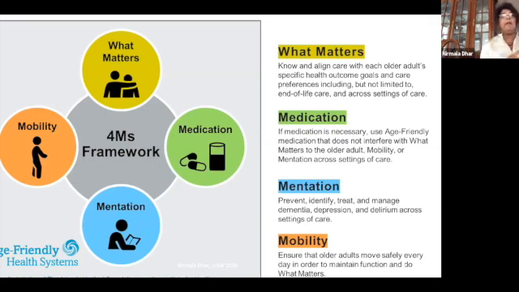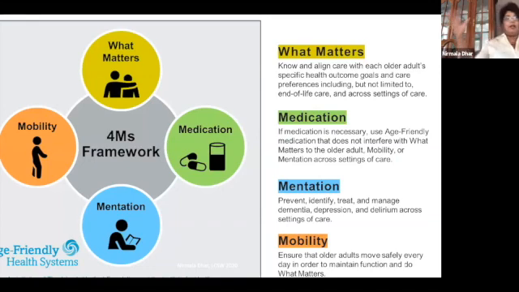The first M is what matters. Know and align care with each older person's specific health outcome goals and care preferences. Not just limited to end of life care, but really what brings them meaning and purpose? So how are you going to align those goals with that? And think about Karen, okay? Medication is the second M. Is medication necessary? If it is, use age-friendly medication that does not interfere with what matters to the older adult, with mobility or with mentation across settings.